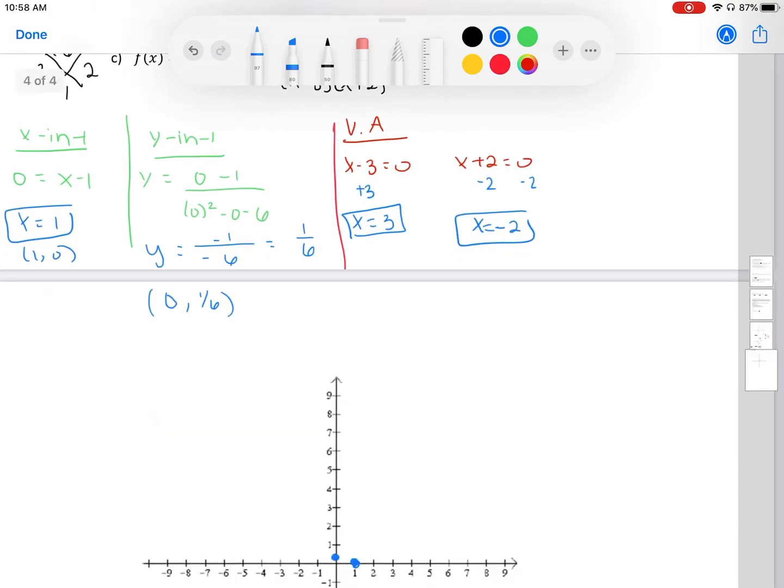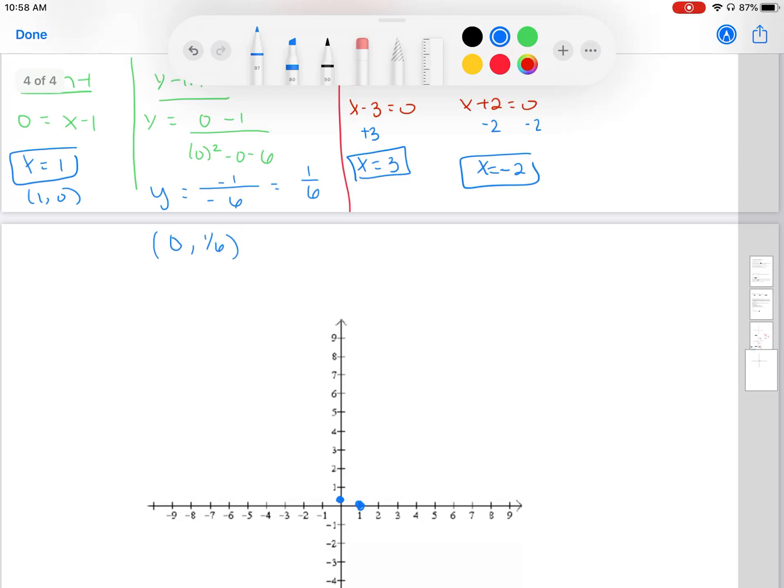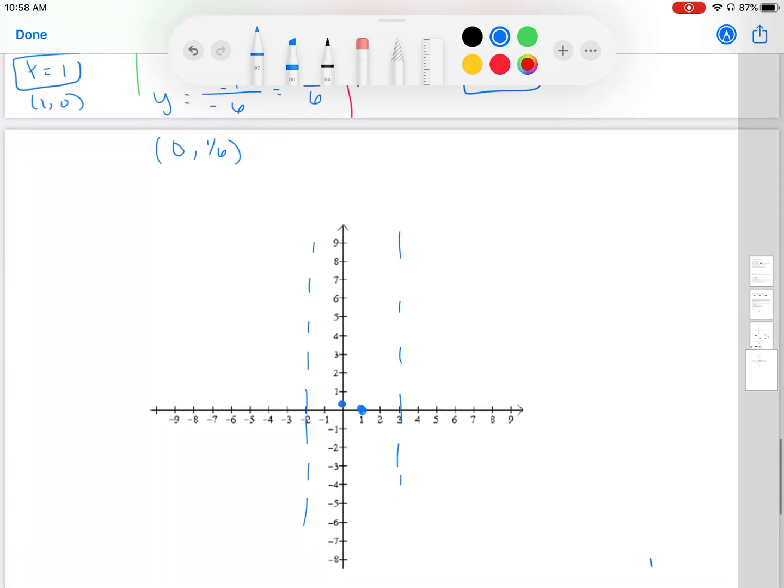Let's go ahead and plot my vertical asymptotes. I have one at negative 2, and we draw dotted lines because I know we won't cross them, and at 3. So that's your vertical asymptote at x equals 3, and that's your vertical asymptote at x equals negative 2.